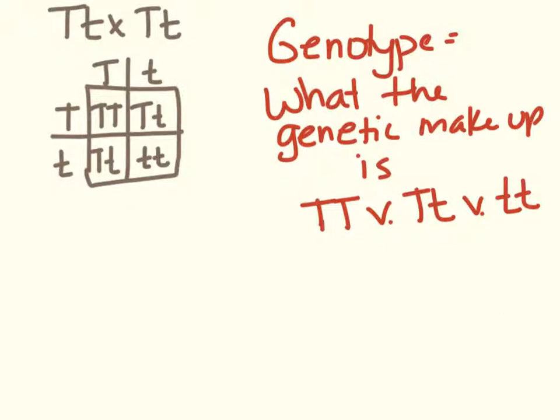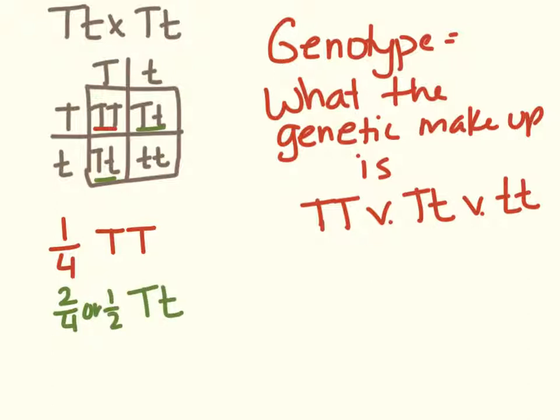So in this case, if we look at our options here, we see that 1/4 of our offspring will have the genotype capital T, capital T. If we look here, we will see that this one and this one, or 2/4, which can be used as 2/4 or you can say 1/2, will be capital T, lowercase t. And we see that 1/4 of our offspring will be lowercase t, lowercase t.